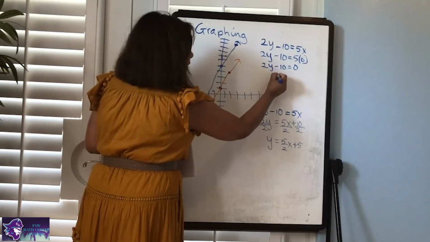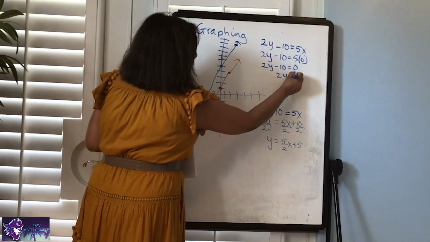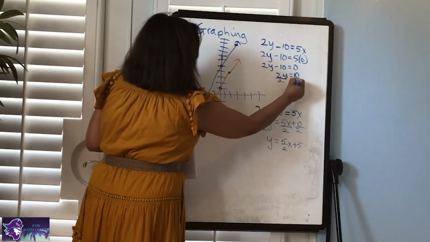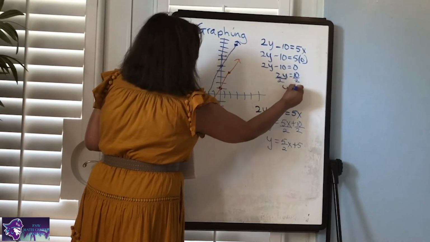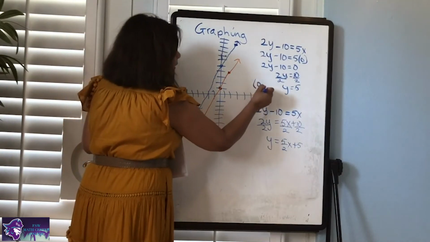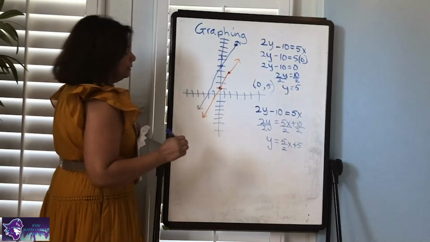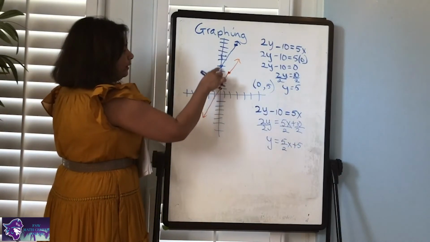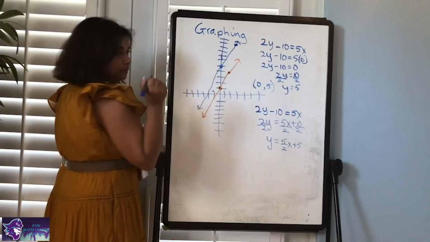Add 10 to both sides. And then divide by 2. So y is equal to 5. So it means my y-intercept would be 0, 5. Okay? Notice that 0, 5, it's already here.